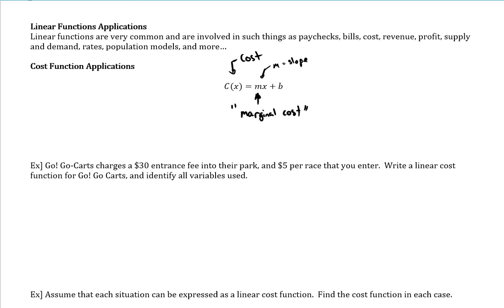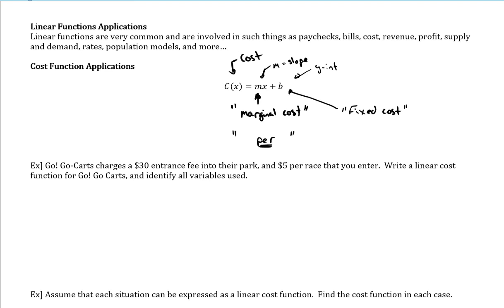It's also often used whenever you see something per something. The word per often means that that's going to be our slope. And then b, in the original vocabulary, gives you the y-intercept. But in cost functions, it might be called something different. It's often called a fixed cost. So that's a vocabulary phrase for it here.